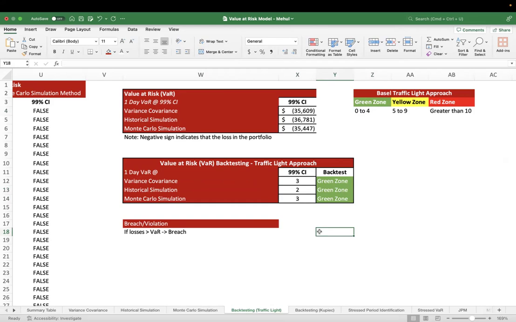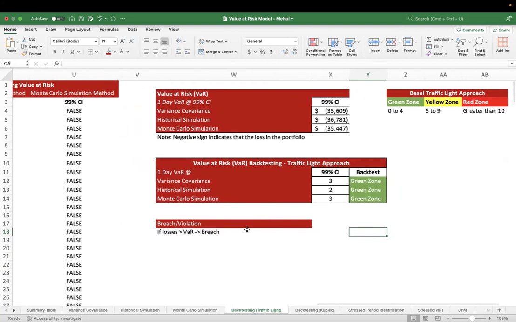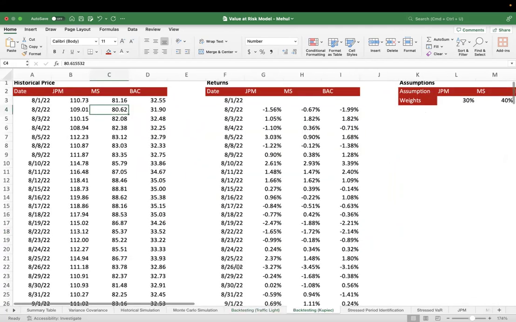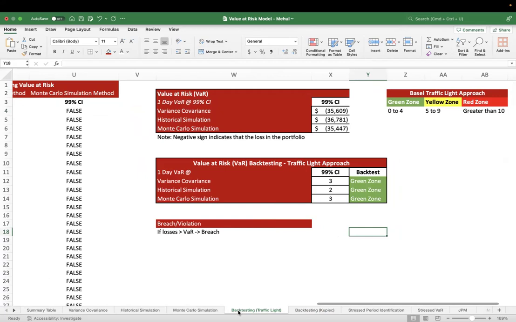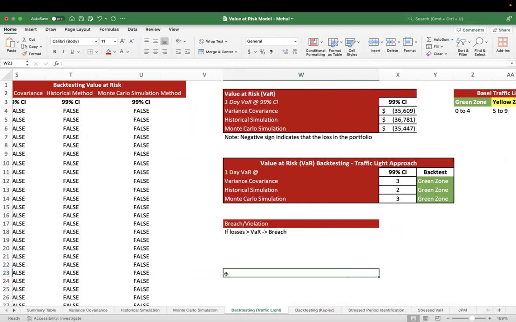So that's how we perform backtesting of our value at risk model using the traffic light approach. Are there any questions up till now? If there are no questions, in the next video let me walk you through the Kupiec method, which is also a statistical method of backtesting VaR. But for this video, let me stop the recording, because this is what the traffic light approach test is, and that's how you backtest your value at risk model using the traffic light approach.